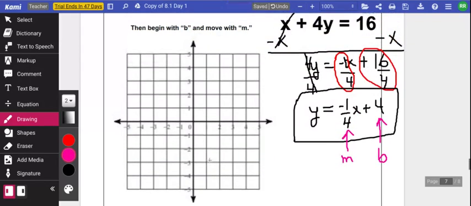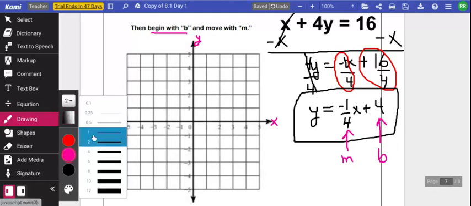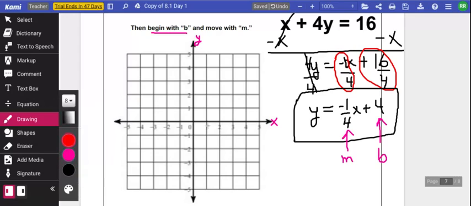So if we're going to graph this line, let's begin with B. B is at 4, positive 4. So remember, this is the x-axis, this is the y-axis. The B, the y-intercept, tells me where the line crosses the y-axis. So let's change stroke thickness to 8 here, and let's put a dot on 4, right? That's my y-intercept. So here is positive 4.